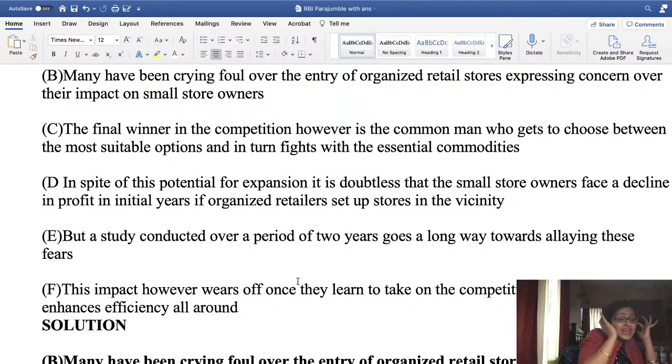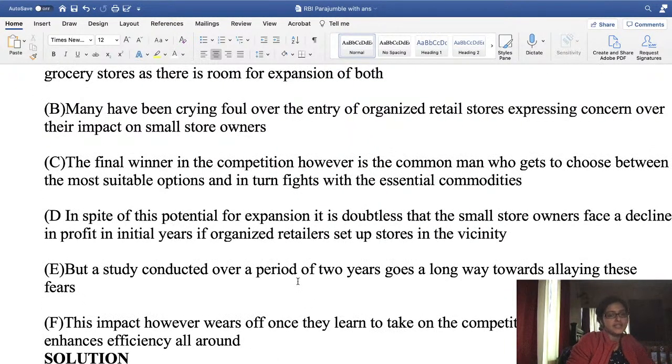Why? Because they have realized that they have competition from companies like Big Basket, like Spencer's, who are going to do home delivery. So they have changed their strategy. So once you realize that this is a sort of a way to improve yourself, things will go better. And the last sentence is: the final winner in the competition is the common man who gets to choose between the most suitable options and in turn fights with essential commodities.